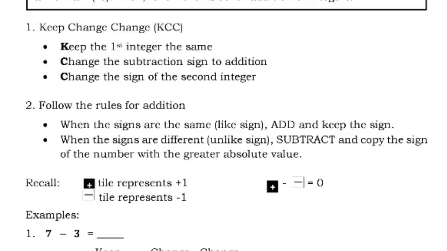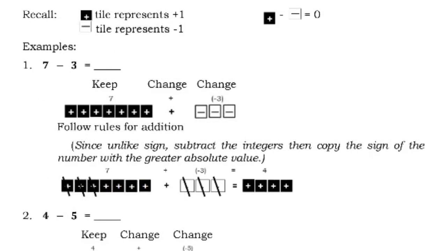Then number 2, follow the rules for addition. When the signs are the same or like sign, add and keep the sign. When the signs are different or unlike sign, subtract and copy the sign of the number with a greater absolute value. So recall here that positive tile represents plus 1, negative tile represents negative 1. And if we're going to have positive tile minus negative tile, it will cancel each other. So the answer is equal to 0.